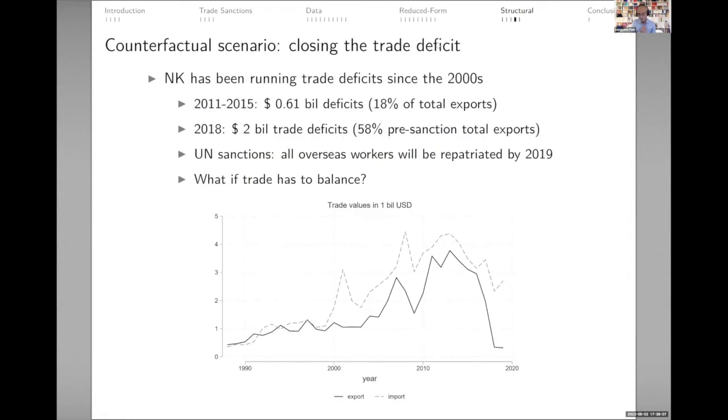So one counterfactual scenario that we do is what would happen to North Korea's manufacturing output if they had to close their trade deficit? The reason why we were interested in this question is that even before the sanctions, North Korea was running a large deficit. And then after the sanctions, that number grew to about 2 billion from 0.61 billion. So that totals about 58% of pre-sanction total exports. And the UN sanctions also recommended that countries repatriate overseas workers by 2019. So then the question is, what if North Korea has to balance its trade deficit? What would happen to their manufacturing output?